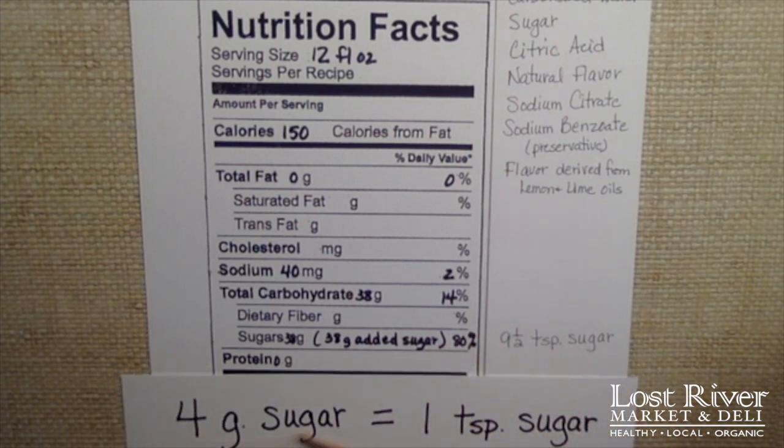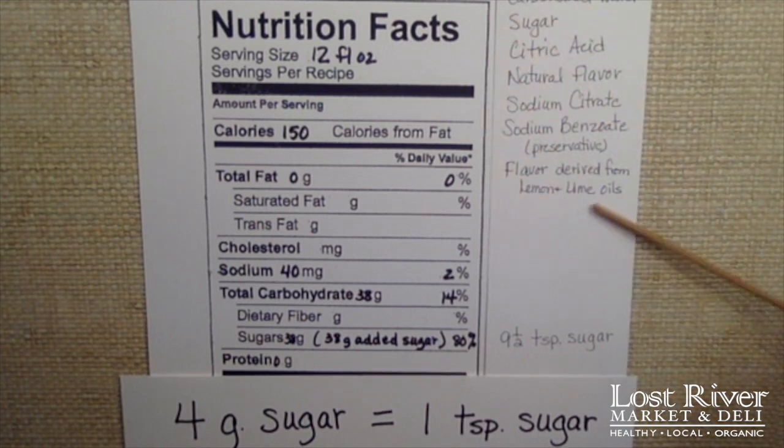There are 4 grams of sugar in 1 teaspoon of sugar. So I took 38, I divided it by 4, and I am understanding that this can contains 9 1/2 teaspoons of sugar. That's a lot of sugar. Let's look up here and see what else is in this.